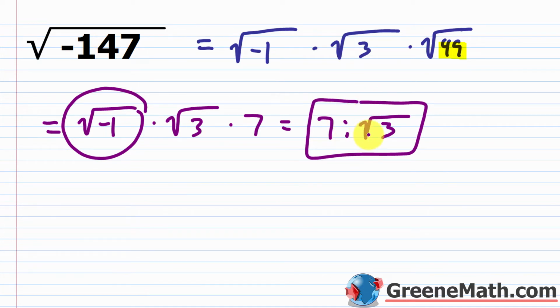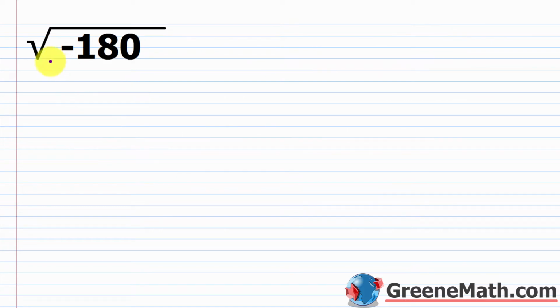Again, 7i times the square root of 3. All right, another similar problem, we have the square root of -180. So for this one, I would factor 180. 1 plus 8 is 9, so I know it's divisible by 9. Let me go ahead and put 9 there, and this would be 20, right?